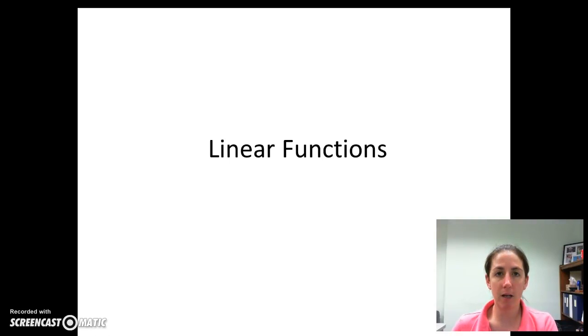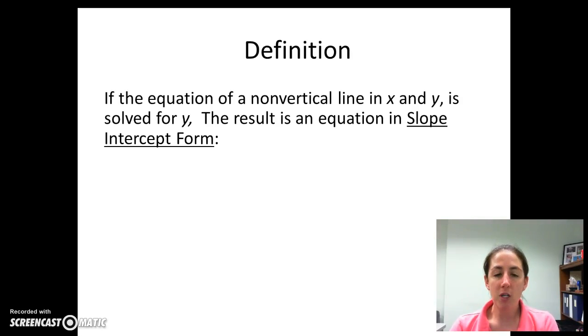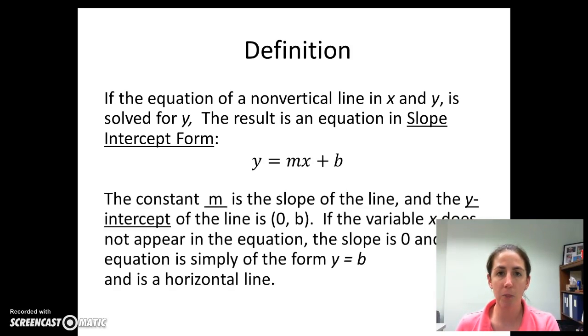Today we're going to talk about linear functions. We'll start with the definition. If the equation of a non-vertical line is in terms of x and y, and you solve for y, then your equation will be written in slope-intercept form, which looks like y equals mx plus b. The constant m represents the slope of the line, and the y-intercept is the ordered pair 0, b. So this b right here is the y value of the y-intercept.